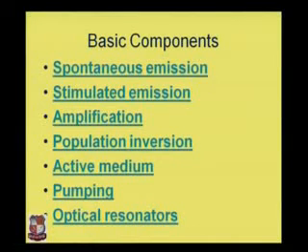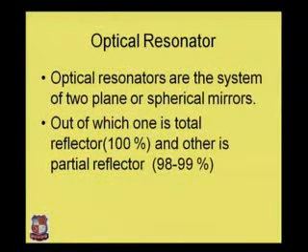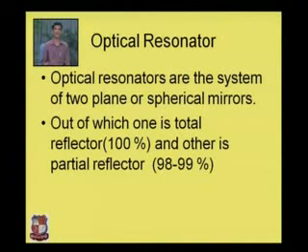And the last part is your optical resonators. Optical resonators are a system of two plane or spherical mirrors, out of which one is a total reflector which has 100% reflectivity, and the other is a partial reflector which has 98 to 99% reflectivity. So mirror one has 100% reflectivity. It can reflect all the radiation which is incident on that mirror, and your other mirror has 98% reflectivity, so that there is 2% transmission.